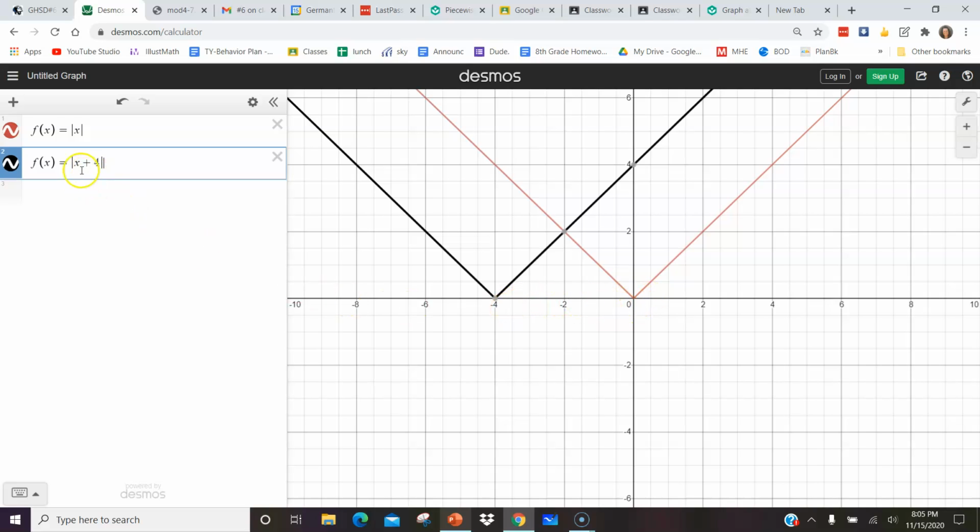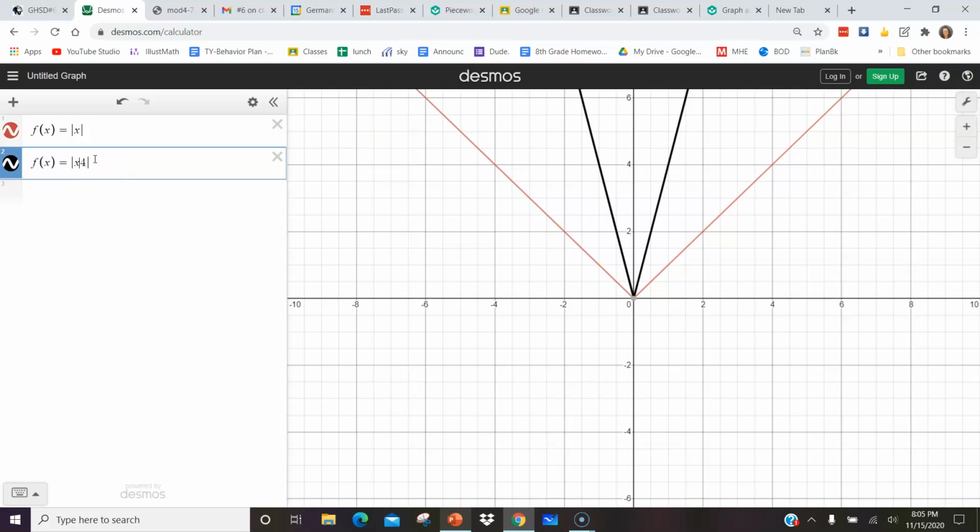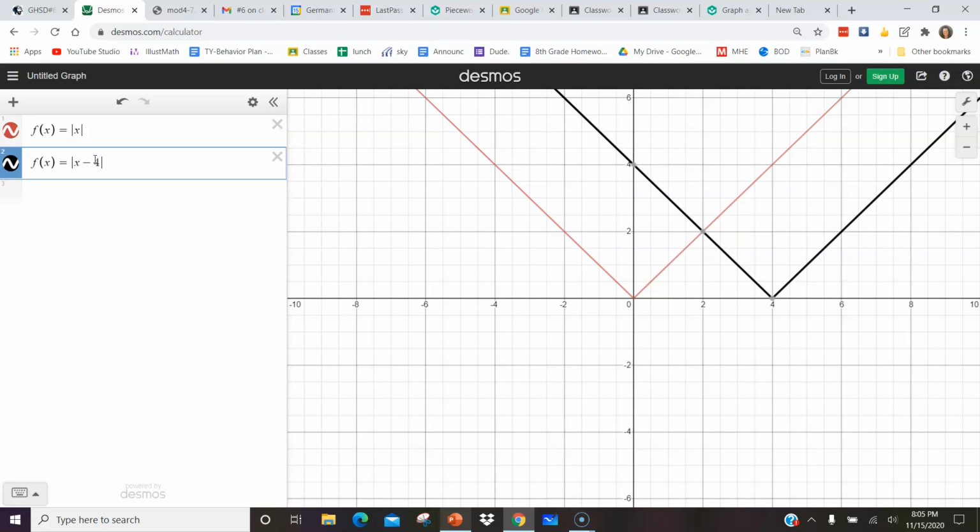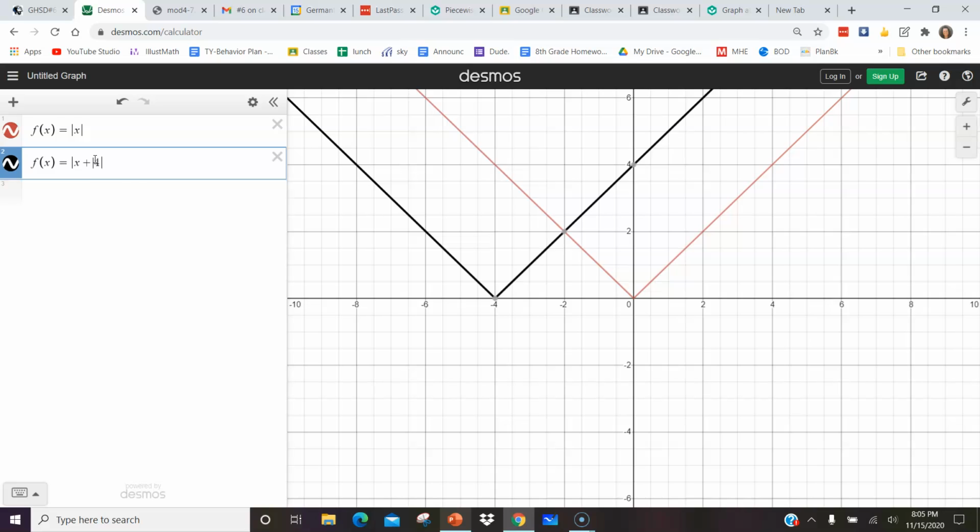This gives us our direction. So this will tell us if we're going to the left or to the right. Now, if it was a minus 4, it's going to take our parent function and shift it to the right. So plus 4 is one thing, minus 4 is another thing.